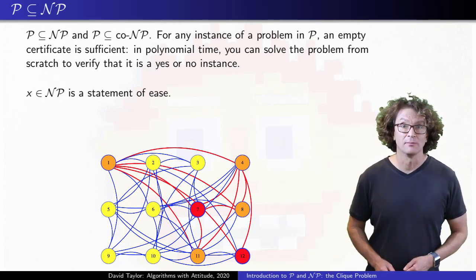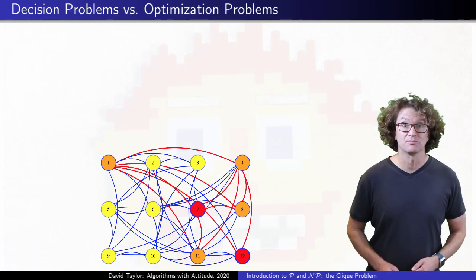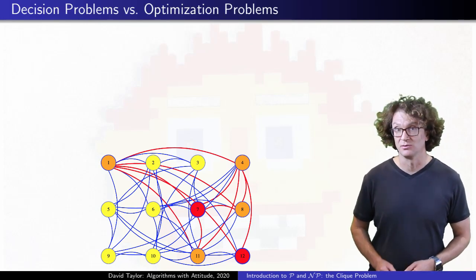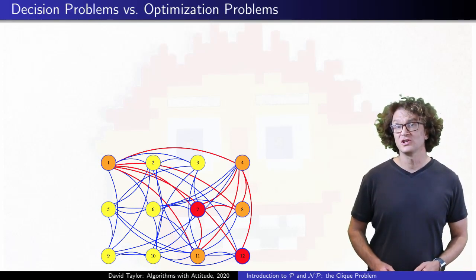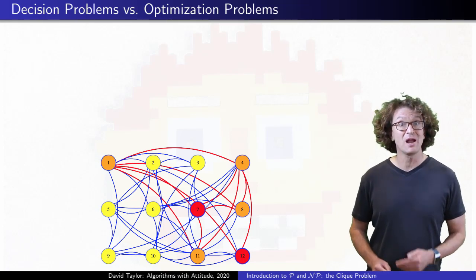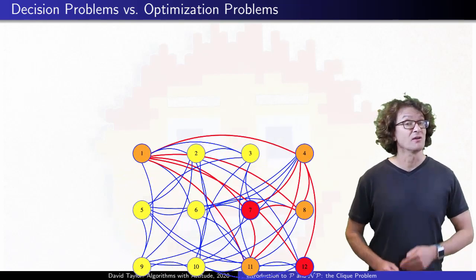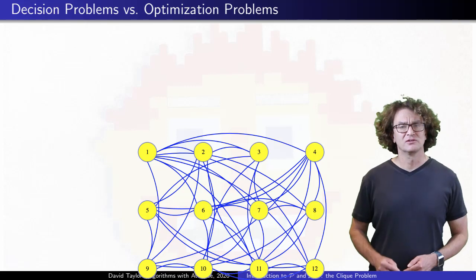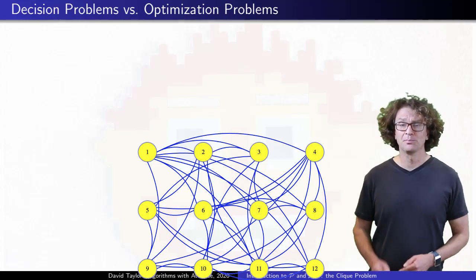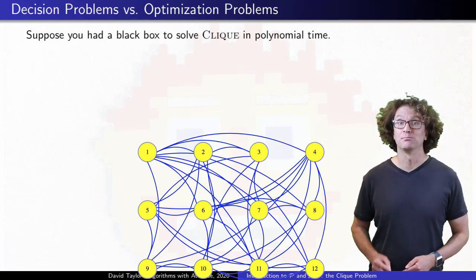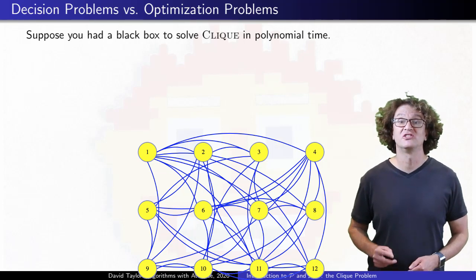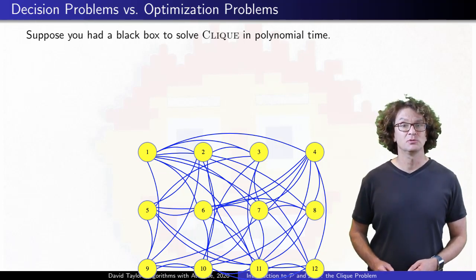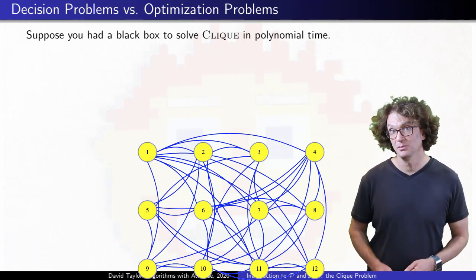Of course, lots of times we're interested in optimization problems, not decision problems. But if you had a way to efficiently solve the decision problem, you might be able to use that to solve the optimization problem. Let's consider the clique problem. Suppose that you had a polynomial time black box that could solve the decision version. Can that help you to solve any optimization problem?